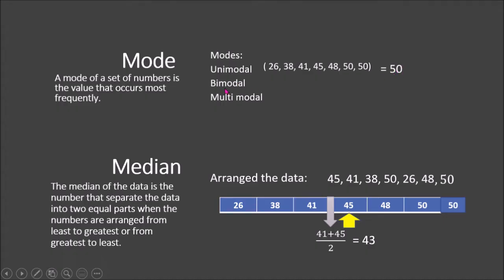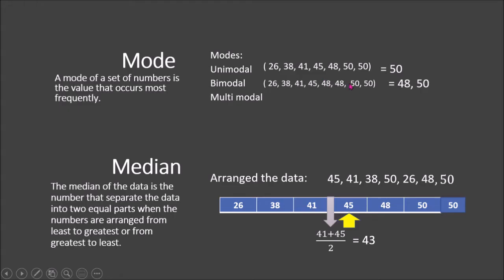In bimodal, we're going to have two values that occur the same number of times. For example, we have 48, 48, and 50, 50. They have equal numbers of values, as we have 2 48s and 2 50s. They are equal, so the modes are 2. So we have now identified our modes here as 48 and 50.